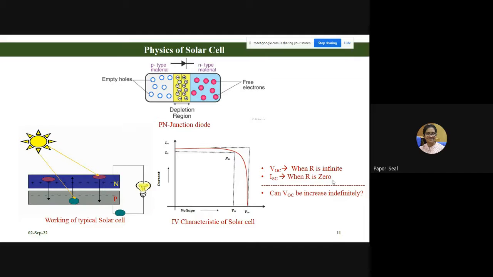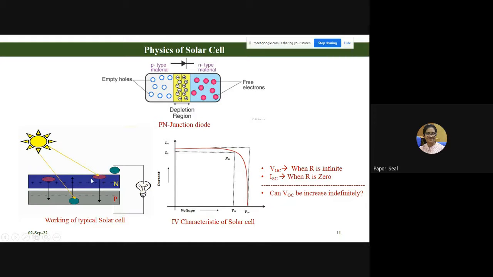R equal to infinite when the circuit is open. When you don't connect anything, that means electrons cannot move from one side to the other. So that means the resistance is infinite, with zero movement of electrons. That is infinite resistance. Now when there is infinite resistance, we have a very high amount of voltage.